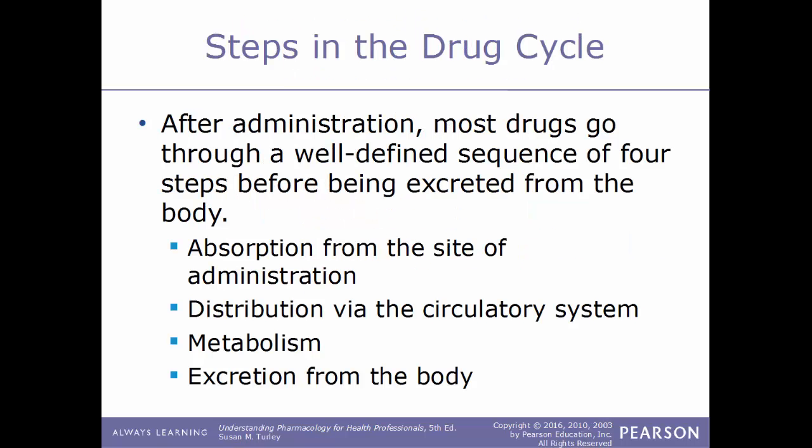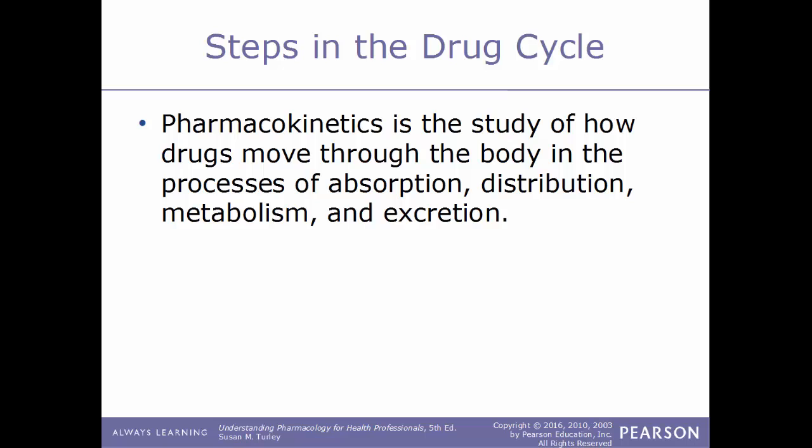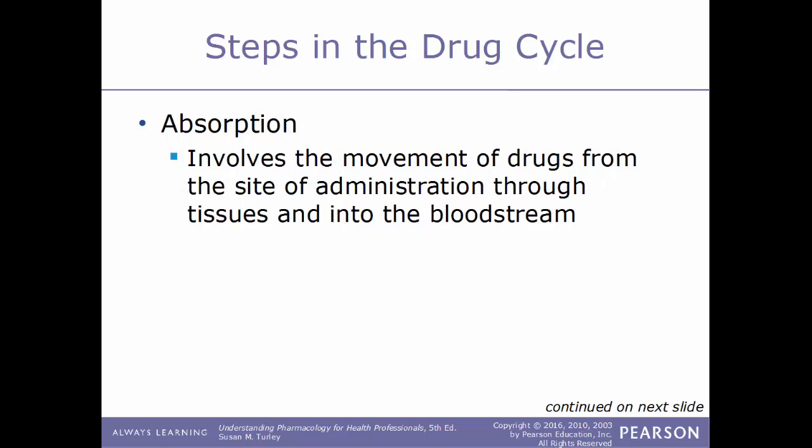Alright, next we'll talk about the various steps of the drug cycle. After administration, most drugs go through a very well-defined sequence of 4 steps before they are excreted from the body. You have absorption from the site of administration, drug distribution via the circulatory system, its metabolism, and then finally the excretion of the drug from the body. The term pharmacokinetics is the study of how drugs move through the body in the processes of absorption, distribution, metabolism, and excretion.